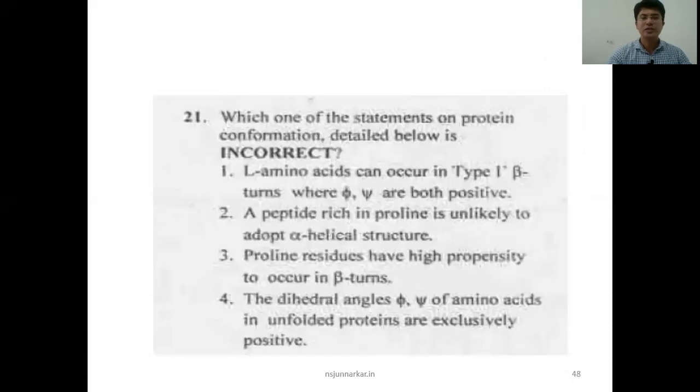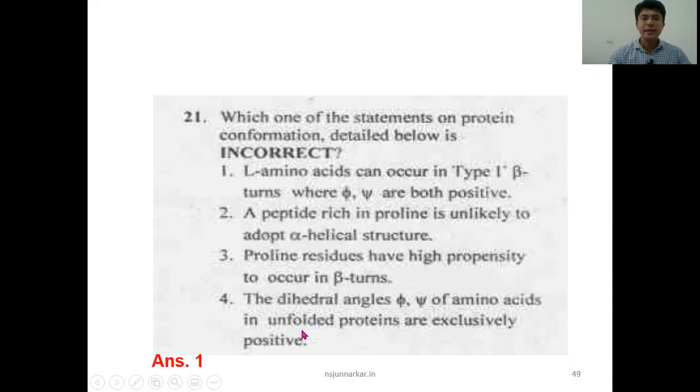Let us come to the discussion on the questions. Which one of the statements on protein conformation detailed below is incorrect? L amino acids can occur in type 1 beta turns where phi and psi are both positive. A peptide rich in proline is unlikely to adopt an alpha helical structure. Proline residues have a high propensity to occur in beta turns. And the dihedral angles phi and psi of amino acids in unfolded proteins are exclusively positive.